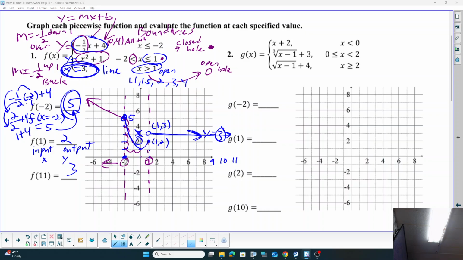Okay, so the next one, give it a try there. You try number 2. Remember, each of these is y equals. Each of these is y equals. So go and give that a try.